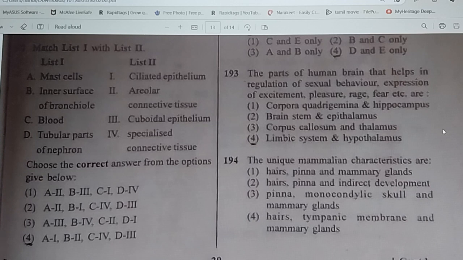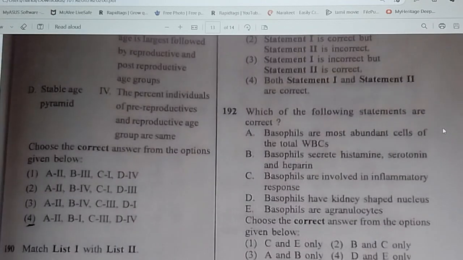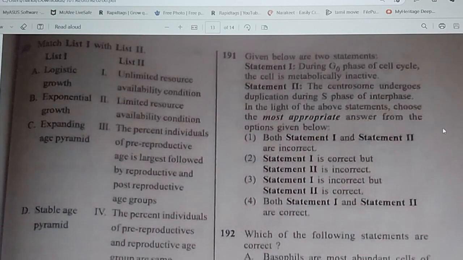Mast cells are found in areolar connective tissue, inner surface of bronchioles is ciliated epithelium, and blood is a specialized connective tissue. In tubular part of nephron we find cuboidal epithelium. So it is option B. B for boy. 191.